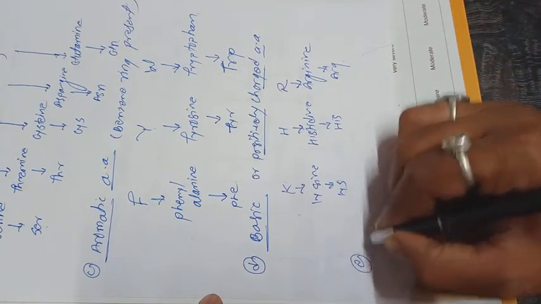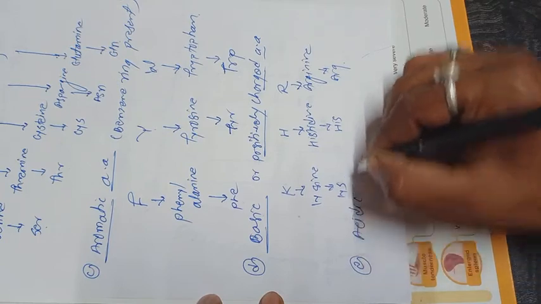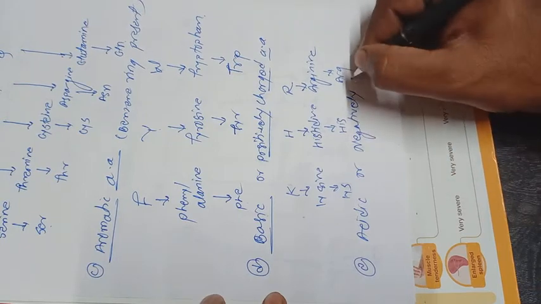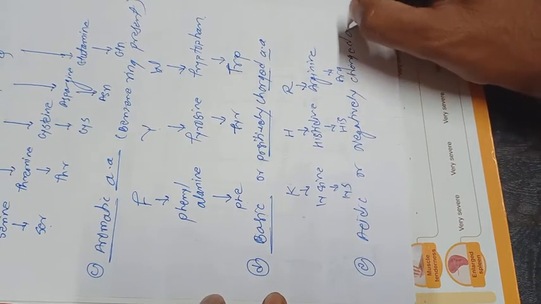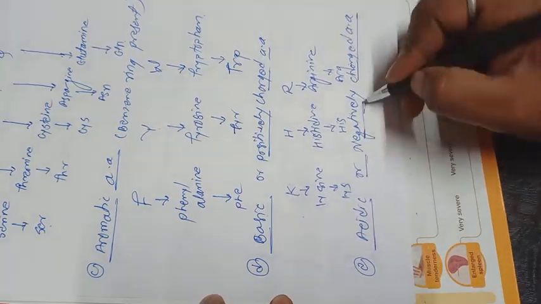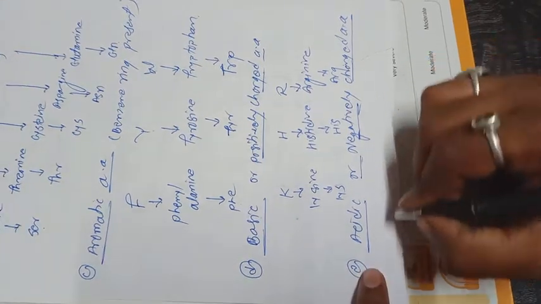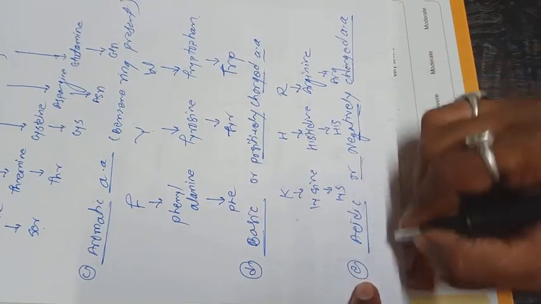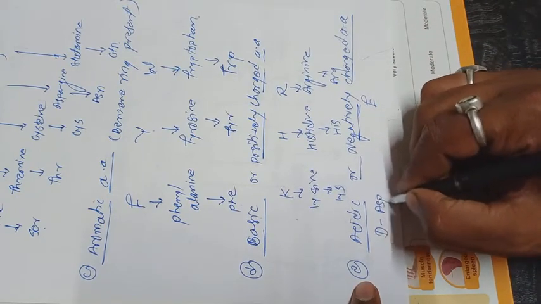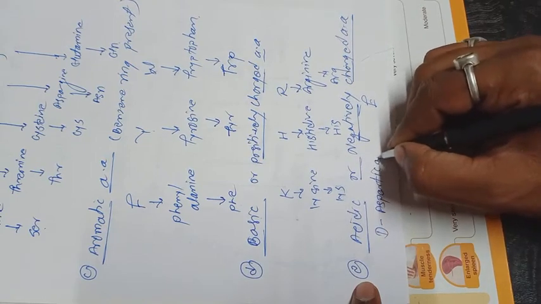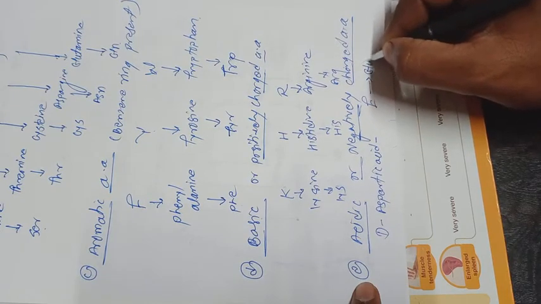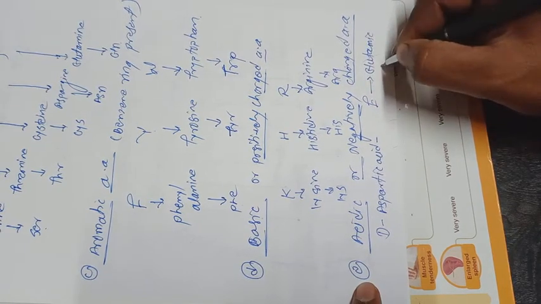And then the last type, that is acidic or negatively charged amino acids. Acidic or negatively charged amino acids. So acidic or negatively charged, these are two types, that is D and E. D stands for aspartate or aspartic acid, and E stands for glutamic acid.